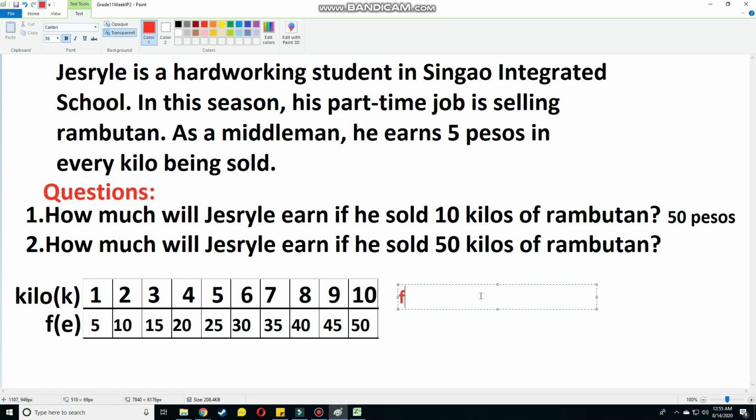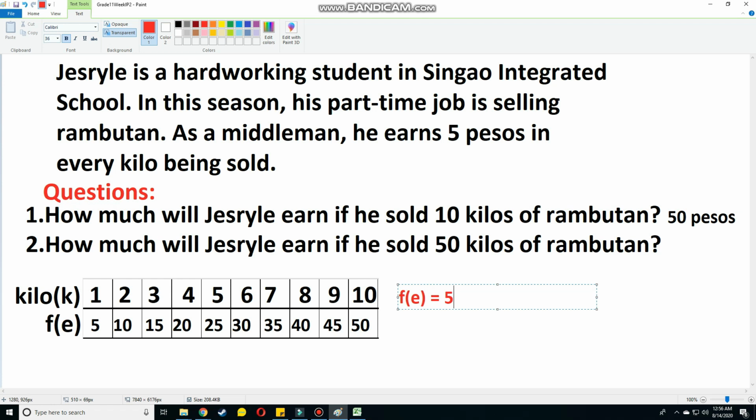So our f of e, okay, f of e would be equal to, now, as we know, in every kilo he earned 5 pesos, right? So the relationship between his earning and the kilo is that he earns 5 pesos in every kilo that is being sold. So therefore, we could say that the constant here is 5. It's because on every kilo being sold, he earns 5 pesos. So therefore, we could say 5, as the constant, having the relationship of in every kilo, he earns 5 pesos.